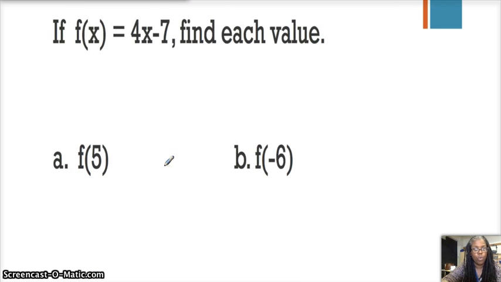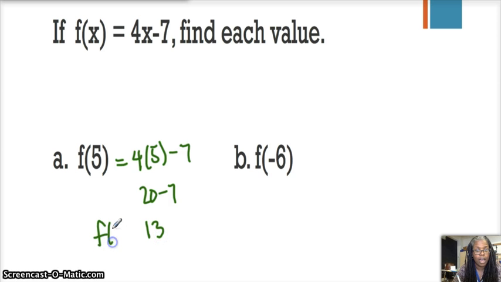So here's how we use that. What is f of 5? Well, what did 5 replace in this equation here? It replaced the x. So what we're going to do is replace the x also on the other side. And when I do that, I get 4 times 5 is 20, minus 7. 20 minus 7 is going to give me 13. So f of 5 is equal to 13.